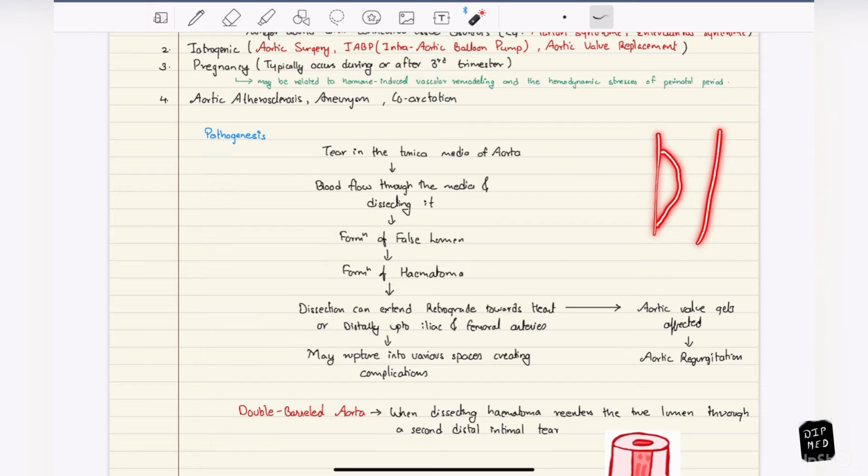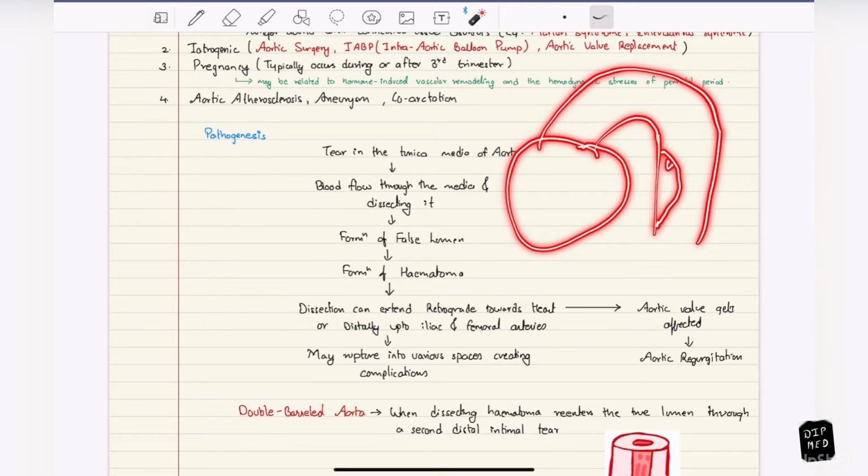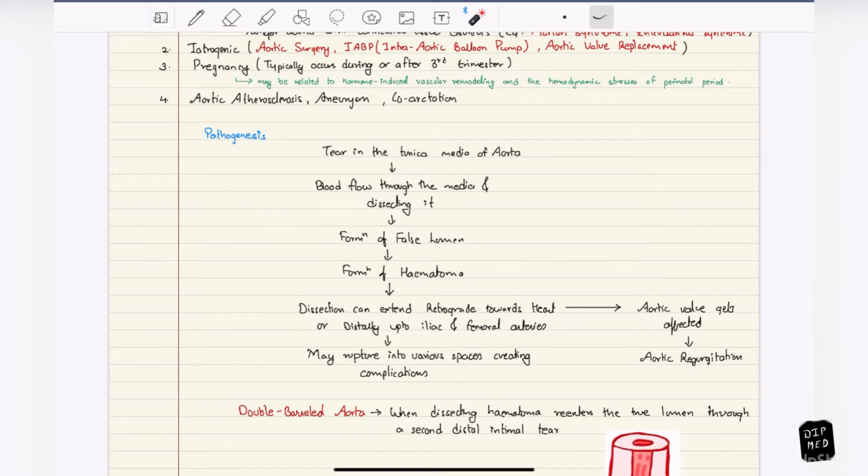So this is an aorta. Let's say here is a dissection, and we know the aorta arises from the heart. This dissection can move distally up to the iliac and the femoral arteries, or it can move proximally up to the level of the heart where there is the aortic valve. If it reaches the aortic valve, then it can cause aortic regurgitation. And this dissection can also rupture into various spaces, creating serious complications.